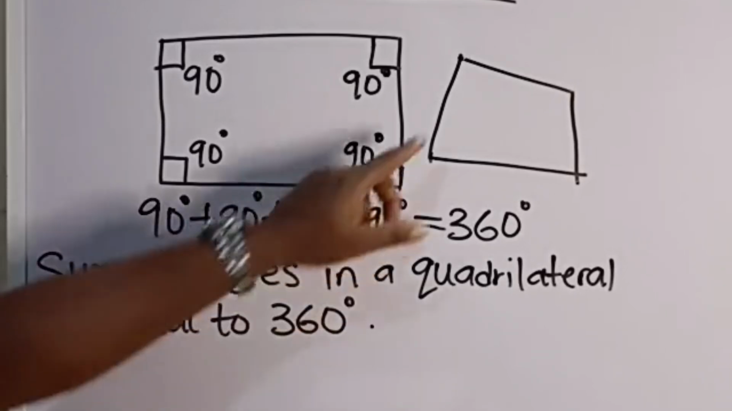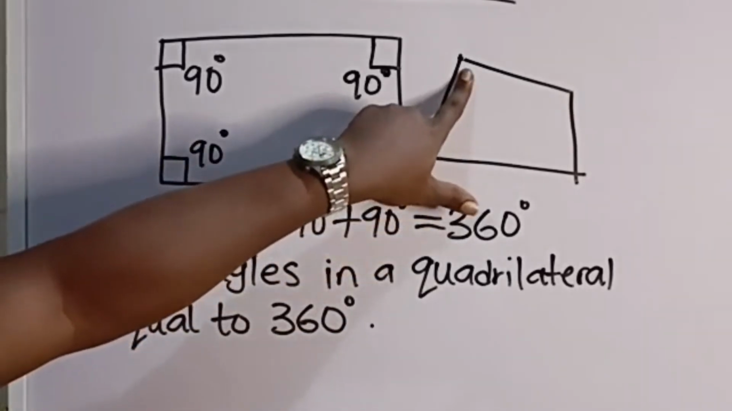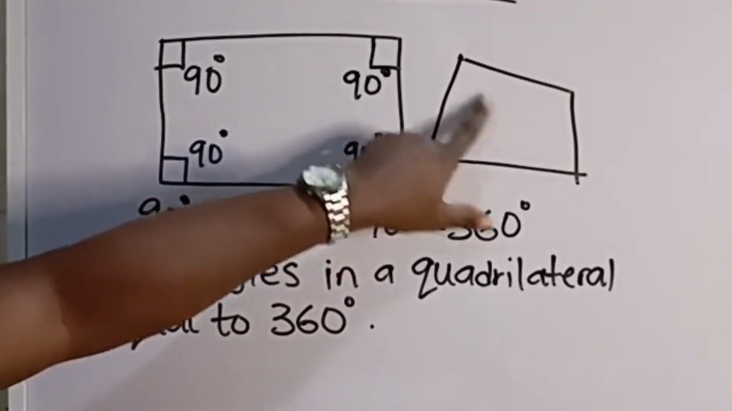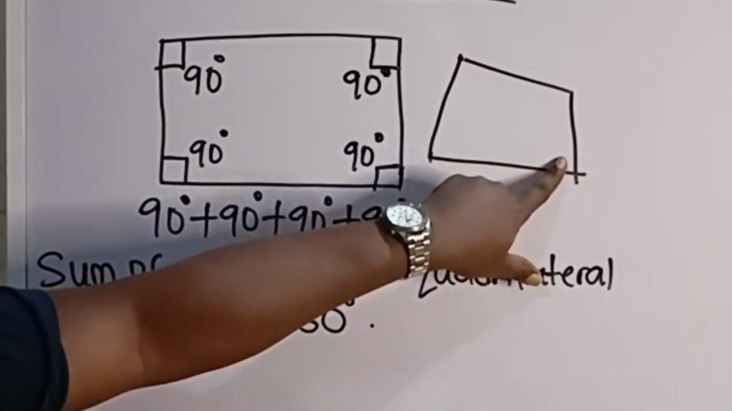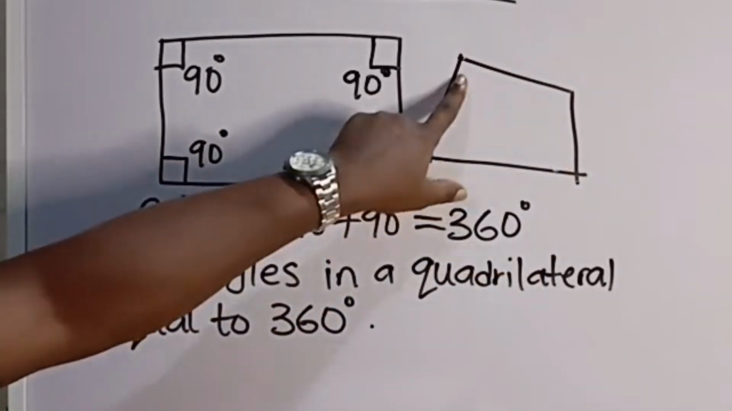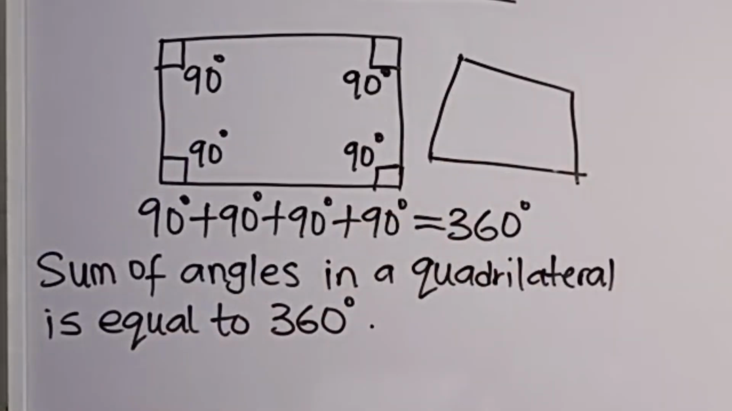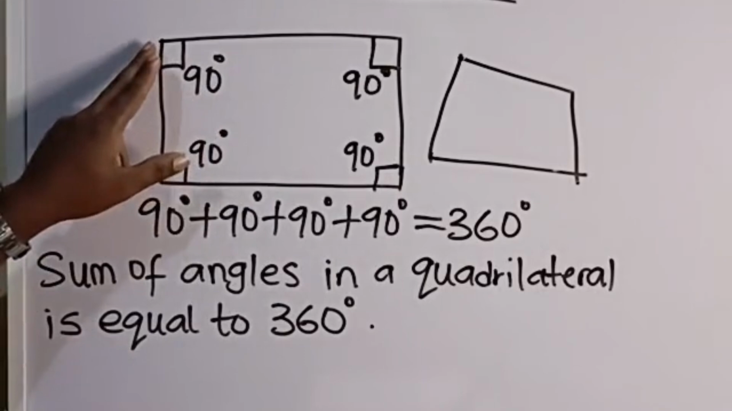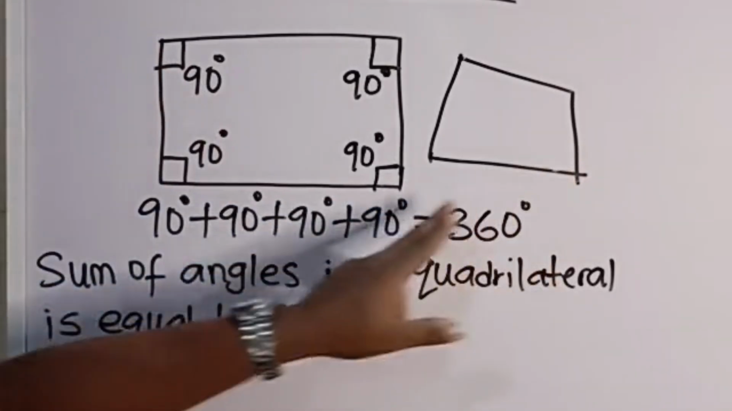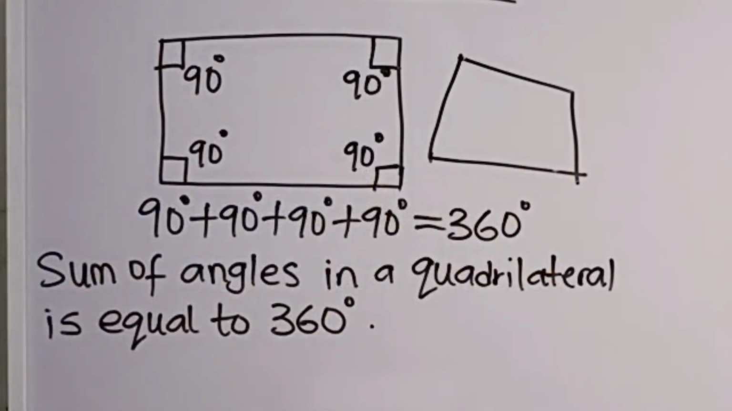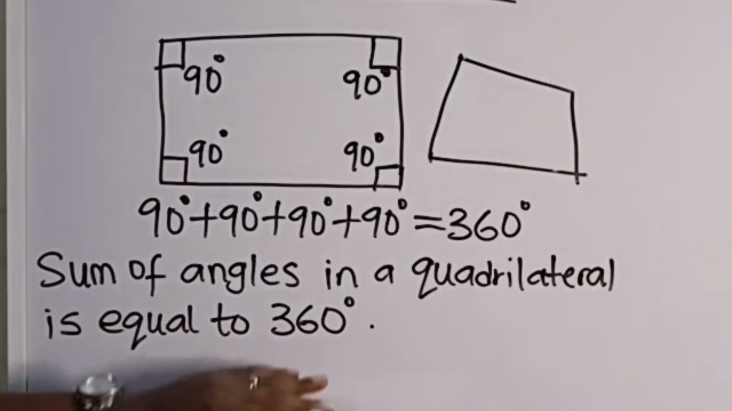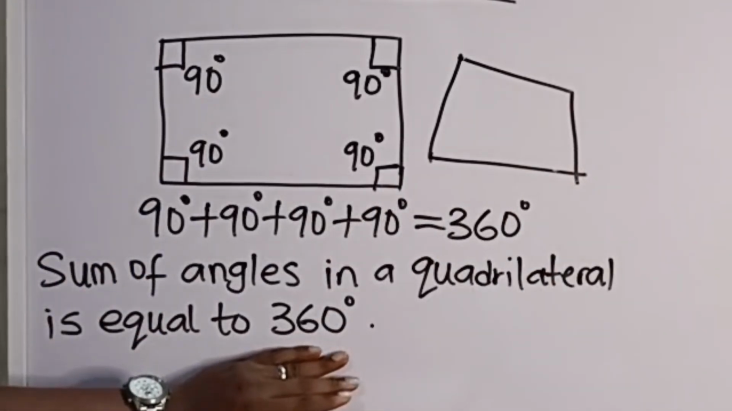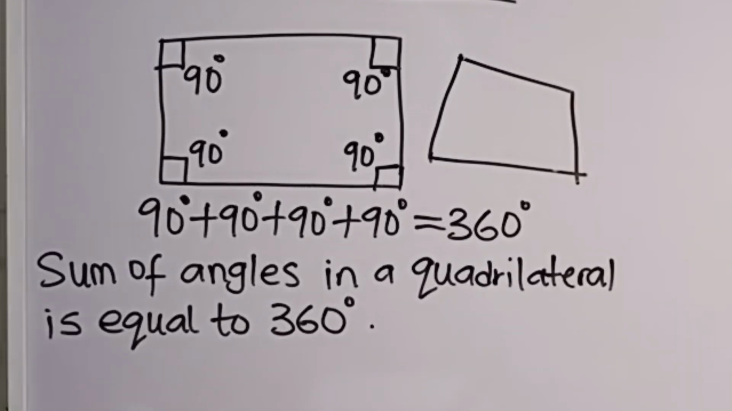The reason is, as one angle increases in value, the opposite angle reduces in value to compensate for the increase in the other angle. So as one angle over here is becoming more than 90 degrees, the angle over here is becoming less than 90 degrees. So they compensate for each other. At the end of the day, the sum of angles in a quadrilateral is equal to 360 degrees. So now let's look at some examples.